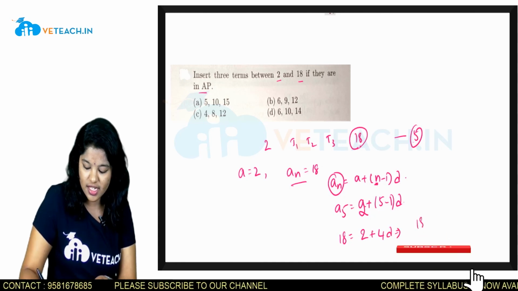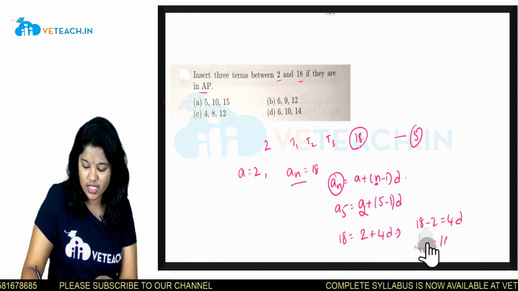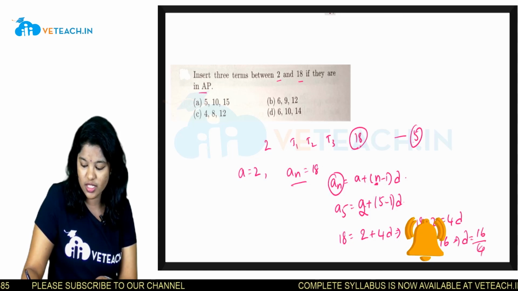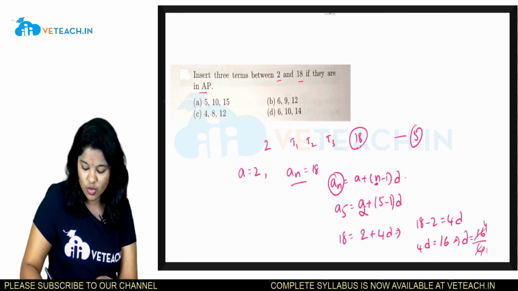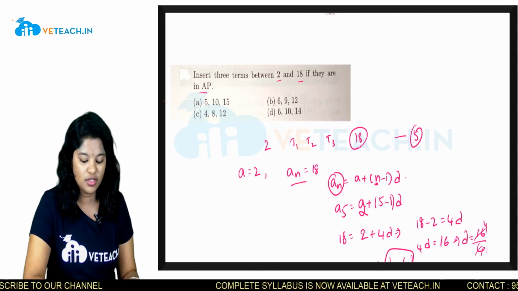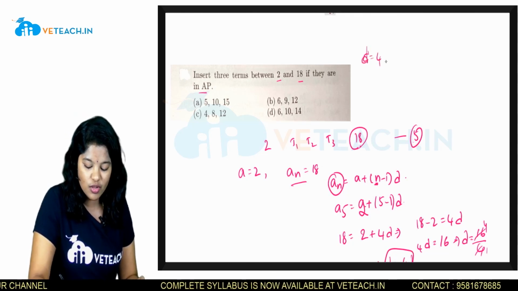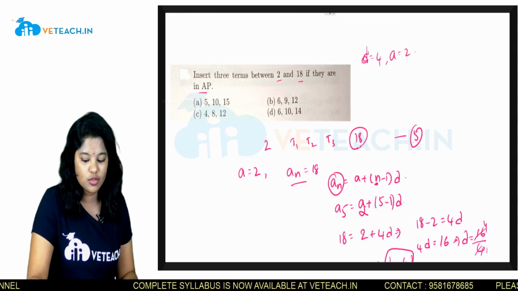That implies 18 minus 2 is equal to 4D. 4D is equal to 16. D is equal to 16 by 4. So we got the common difference D equal to 4 and the first term A equal to 2.